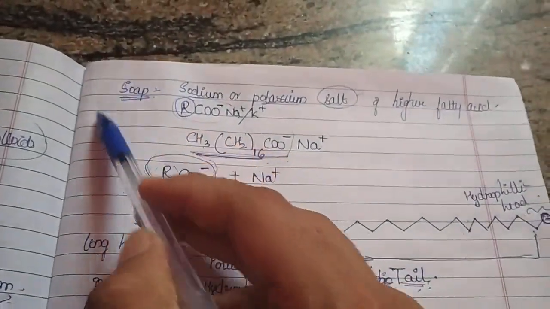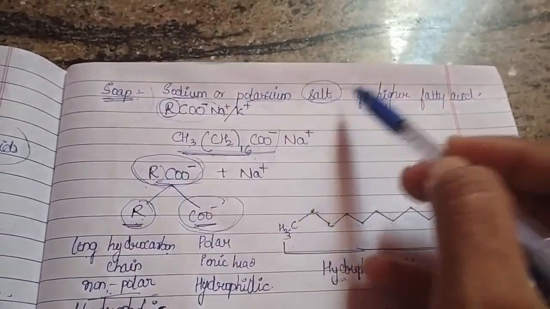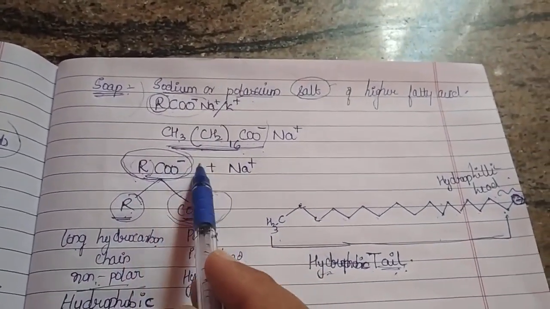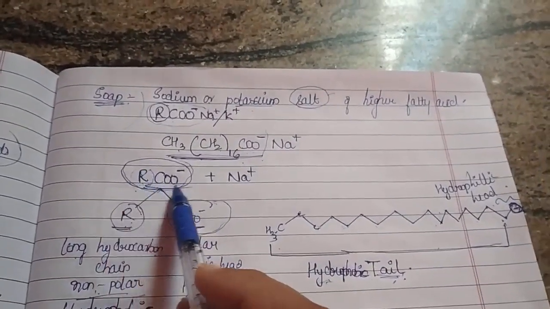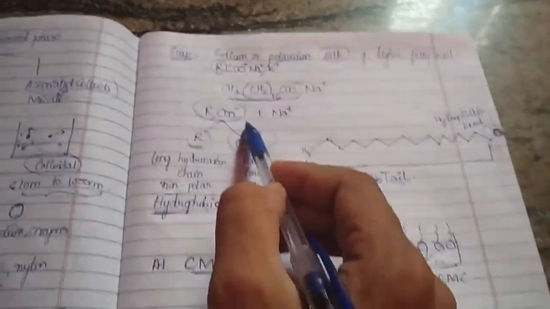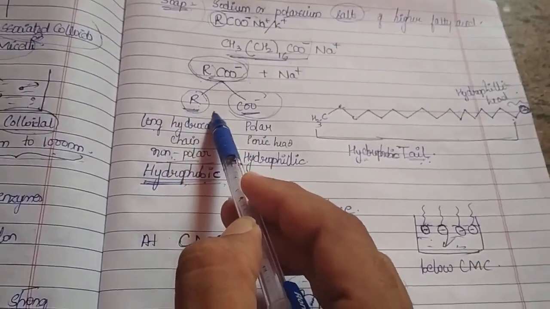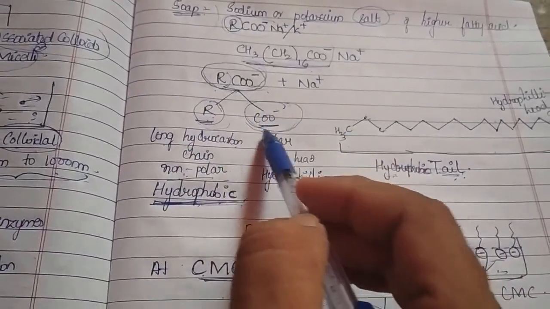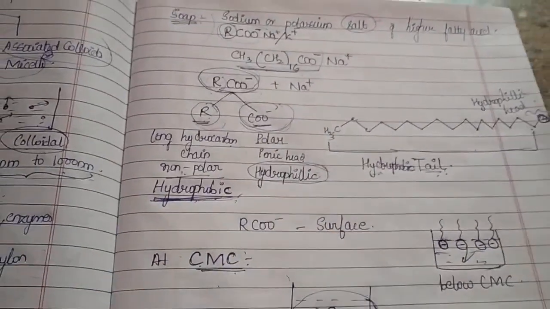So we came to know the next important part, that is the action of soap. Our soap is actually a sodium or potassium salt of higher fatty acids. When dissolved in water, you get a cation and an anion. The major cleansing action of the soap depends upon the anionic part, and that anionic part consists of two parts. One is a long hydrocarbon chain, which is non-polar and a hydrophobic group. Another is an anionic group, which is a polar ionic head, which is hydrophilic, that is, water loving.